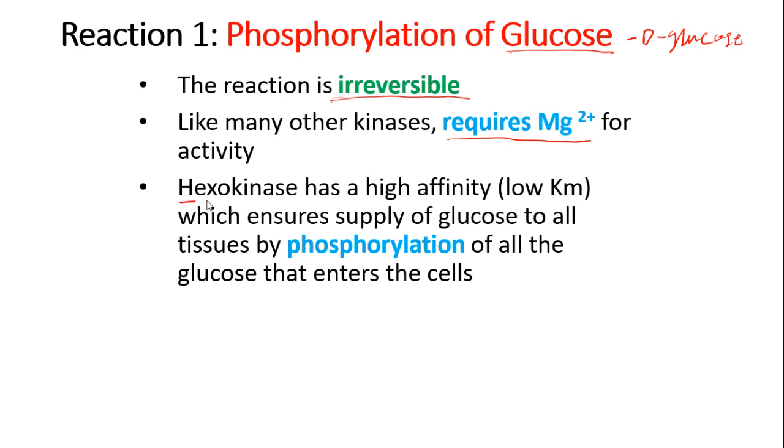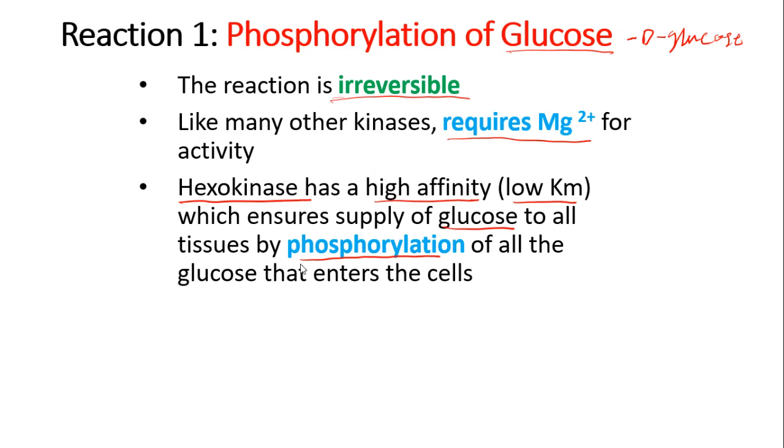Now, this hexokinase has a high affinity. Remember, this is the enzyme which is helping in this reaction. So this hexokinase has a high affinity. That means that it has a low Km, and this high affinity of hexokinase ensures there is a supply of glucose to all the tissues, and by what? By the process of phosphorylation.